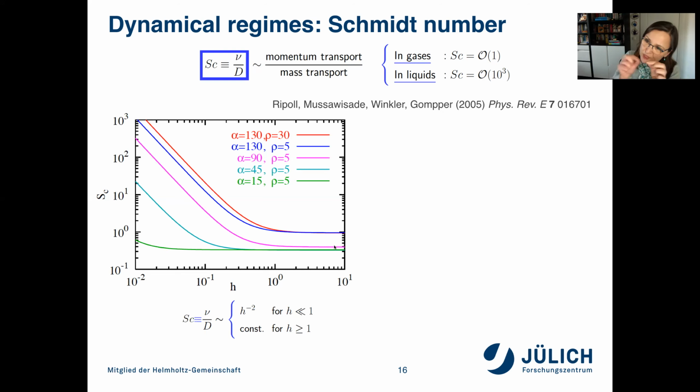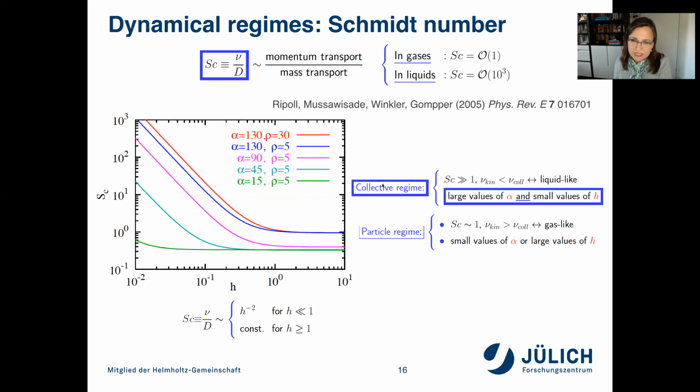While if you go to small collision times, if this time between the collisions is not too large, you can get really high values of the Schmidt number, and you can have this liquid-like behavior, especially if you don't use very small values of alpha. If you have reasonably large values of alpha, then you can get to large values of the Schmidt number. So this is what we have called collective and particle regime. And of course, if we want to reproduce hydrodynamic properties of colloids or of bacteria, we will work in this regime of large values of alpha and small values of h.